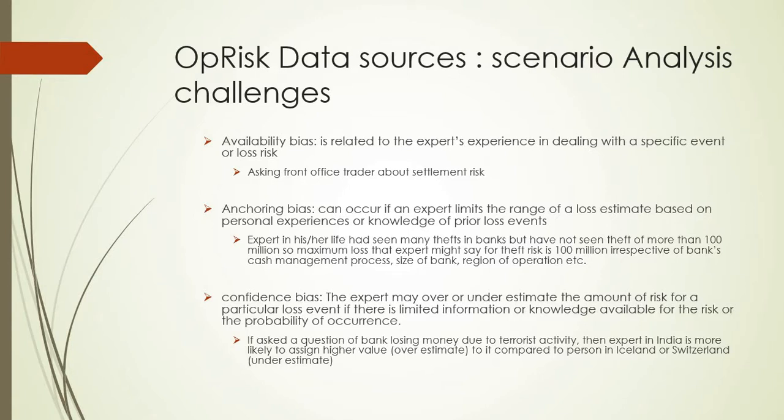So next is confidence bias. Experts may over- or underestimate the amount of risk for a particular loss if there is limited information or knowledge available for the risk or the probability of occurrence. Now, an example here is, if asked a question of a bank losing money due to terrorist activity.